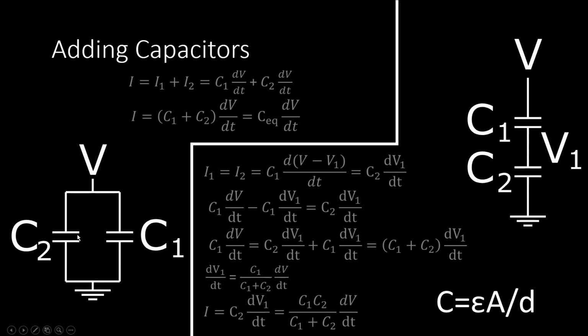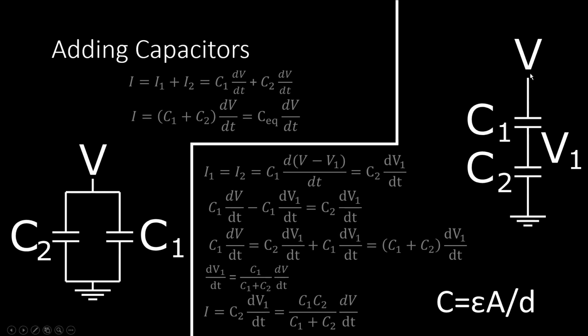Since we're putting two plates right next to each other, if we bumped them right next to each other, it'd be like we had one really big plate. So having a bigger area increases the capacitance, and we know from the equation that if we add two capacitors in parallel, we're going to end up with a capacitance that's bigger than any of the individual capacitors in that circuit.